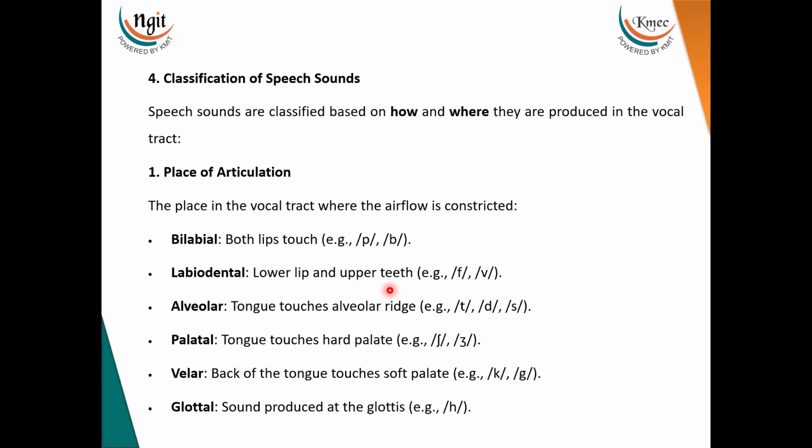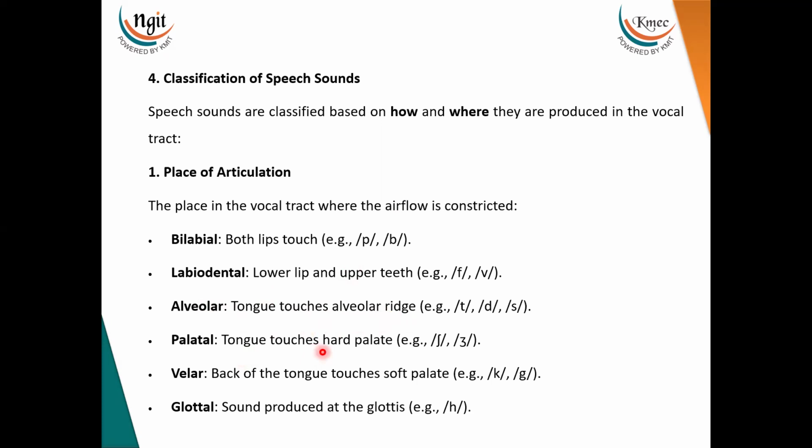For bilabial, bat can be the best example. When you say bat, both our lips will touch. Next is labiodental, where our lower lip and upper teeth touch, for example, fish. Then alveolar, where the tongue touches the alveolar ridge, and the example is dog. When you say dog, you can see the tongue touching your ridge.